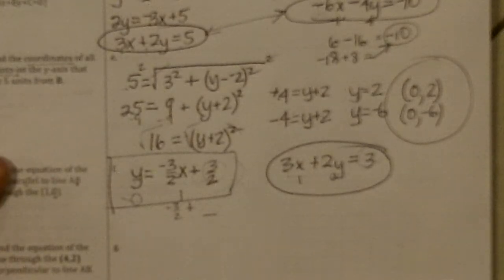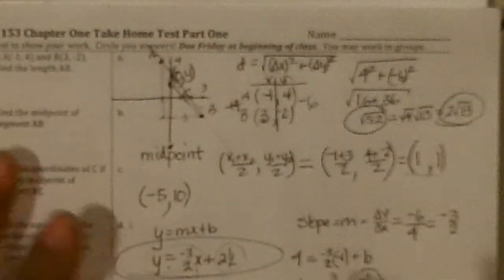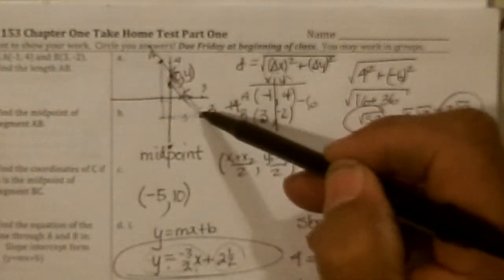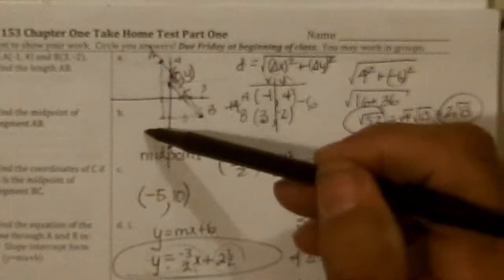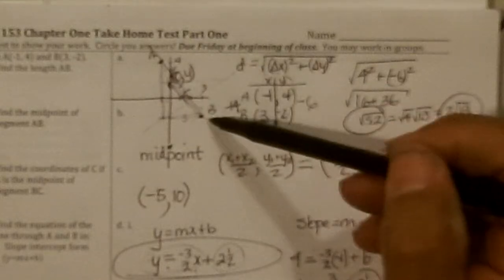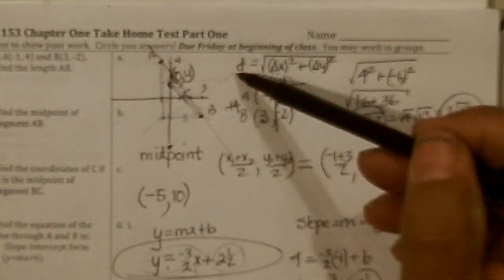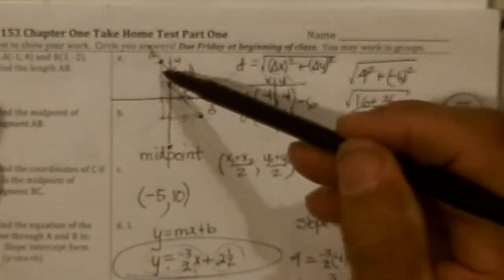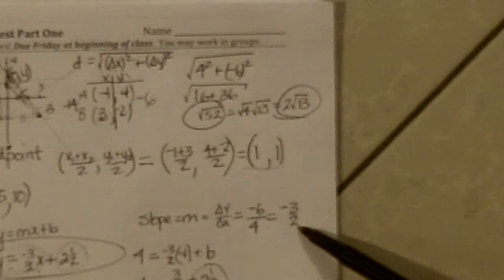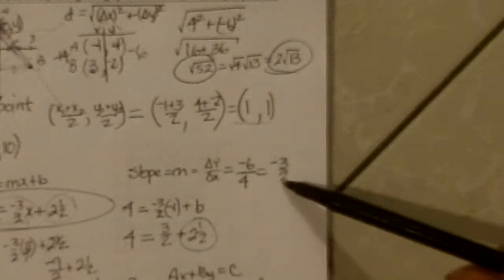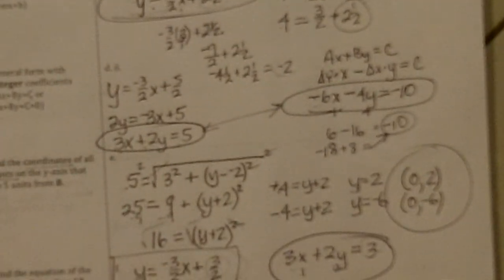Now let's do the perpendicular. Now if this goes down 6 and over 4, to be perpendicular we have to go up 4 and over 6. So this is not a negative slope, it's a positive slope. So the slope is opposite in sign, and this was down 6 over 4, or down 3 over 2. So the perpendicular is going to be up 2 over 3. So the slope would be 2 over 3.